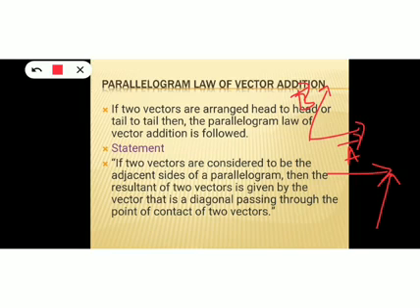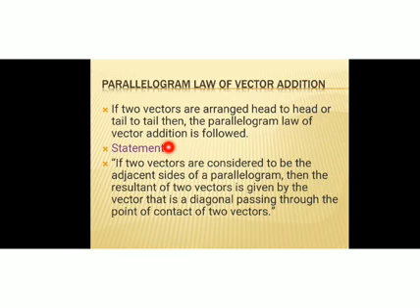And what is the statement? If two vectors are considered to be the two adjacent sides of a parallelogram, then the resultant of the two vectors is given by the vector that is the diagonal passing through the point of contact of the two vectors. So let's discuss this statement through an example so you can easily understand it.